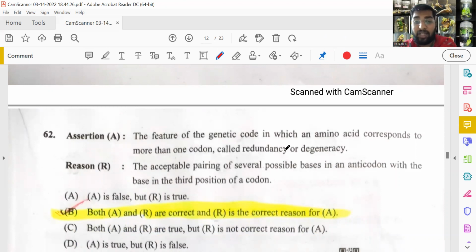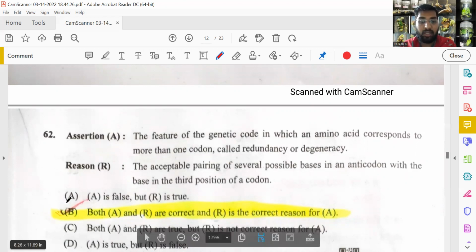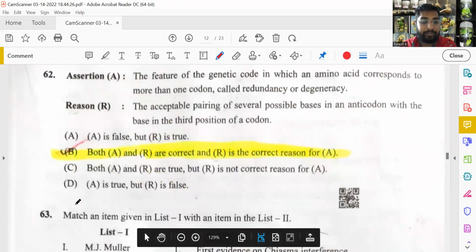The acceptable pairing of several possible bases in an anticodon with the base in the third position of a codon. Yes, it lies in the third codon. That is what is called the Wobble hypothesis. So that is the right answer for the reason also. So both A and R are correct, and the reason is the correct reason for the assertion. So option B it is.